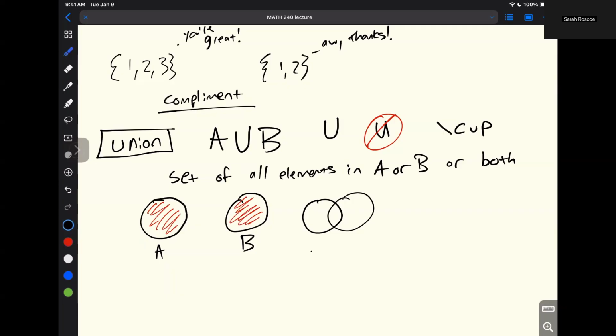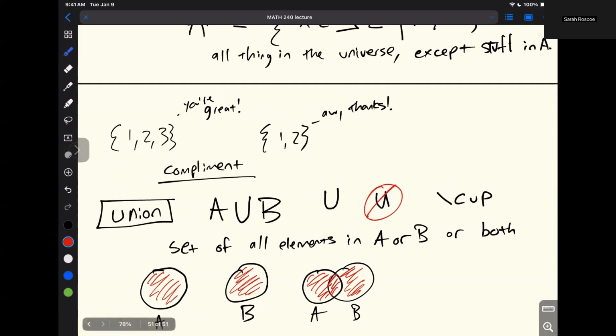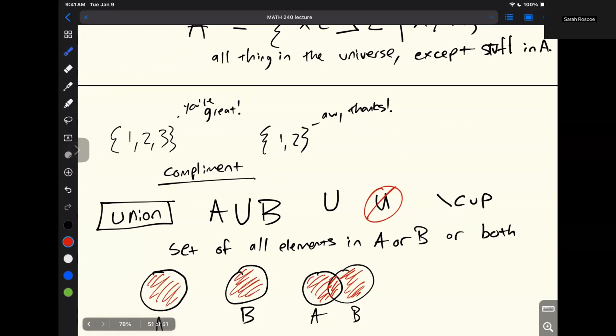If there's some overlap, then A union B is all the stuff in A plus all the stuff in B plus all the stuff that both of them share. So A union B of these overlapping sets is all the stuff in A, which is 1, 2, and 3, and all the stuff in B, which is 1 and 2. And so the union is just 1, 2, and 3, which just so happens to be A in the first place.